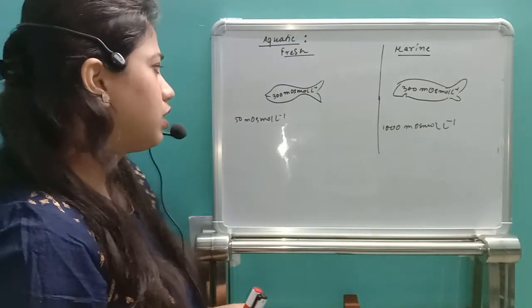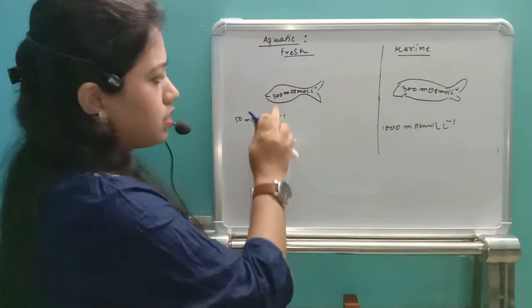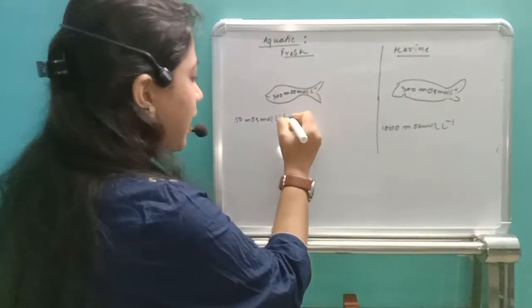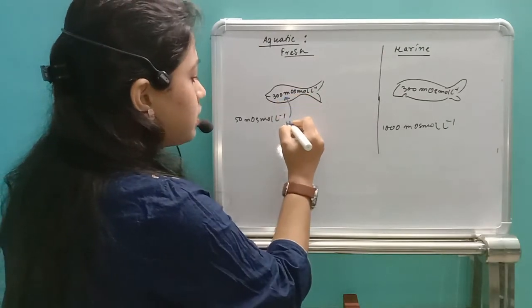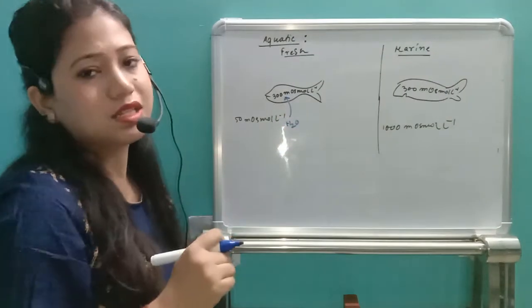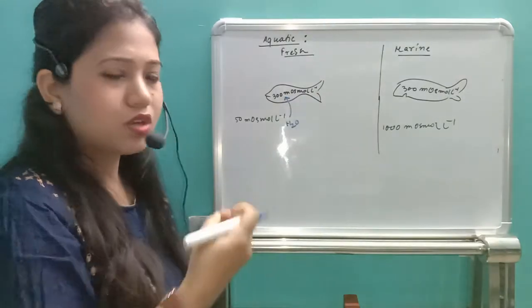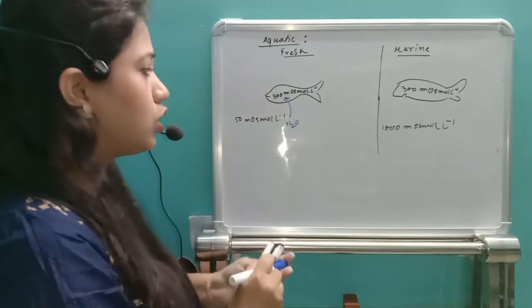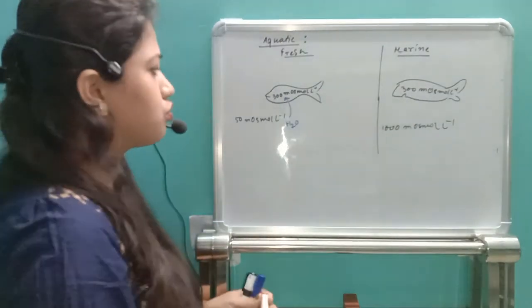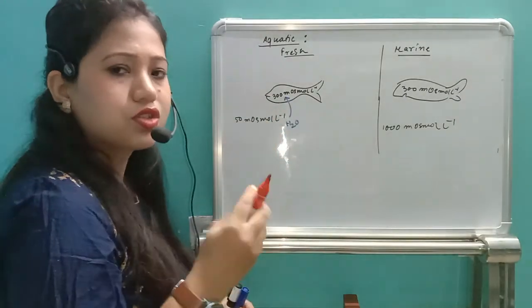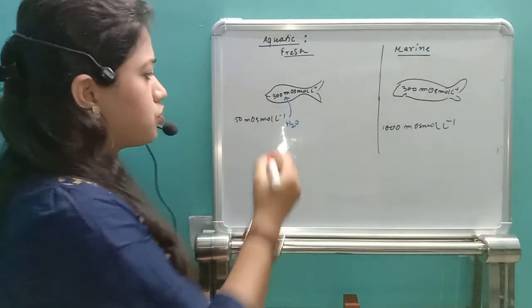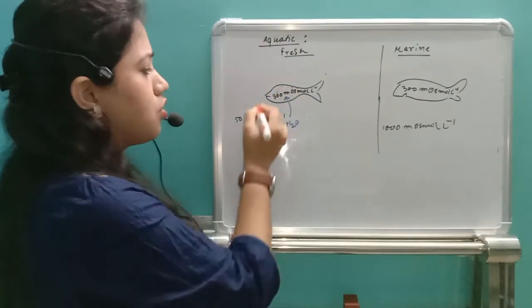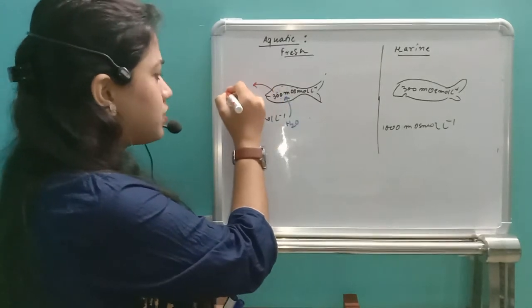First of all, here, as compared to the environment, less water is present inside the body of the fish. So water naturally enters inside their body. And what will happen to the solutes? Compared to the outside, inside the fishes the solute concentration, or the ions, are more. So the solute is more inside the body and less outside, right? So the solute will try to move outside.